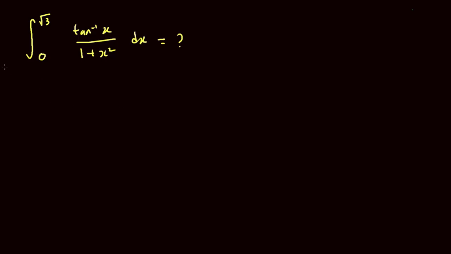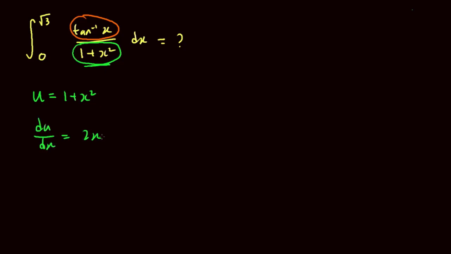So the first problem is, what are you going to pick as u? Is it going to be 1 over 1 plus x squared, or is it going to be the inverse function? Which one is it? Let's try with 1 plus x squared first. So I'm going to say that my u is 1 plus x squared. So my du/dx is 2x, so my du is just 2x times dx.